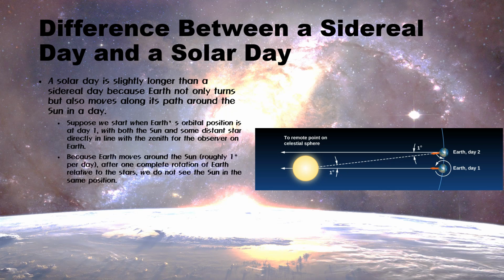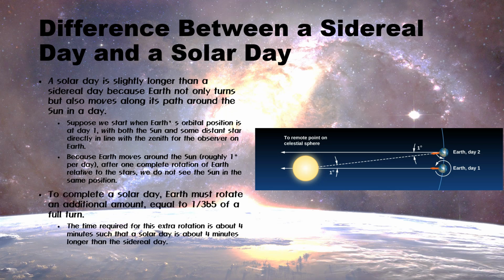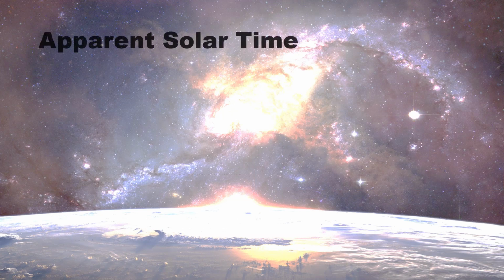Because Earth moves around the sun roughly 1 degree per day, after one complete rotation of Earth relative to the stars, we do not see the sun in that same position. So, to complete a solar day, Earth must rotate an additional amount equal to 1/365th of a full turn. The time required for this additional rotation is about 4 minutes, such that a solar day is about 4 minutes longer than a sidereal day.